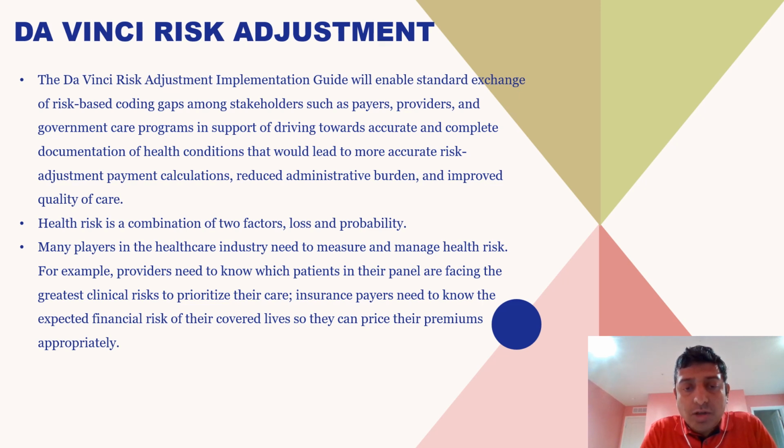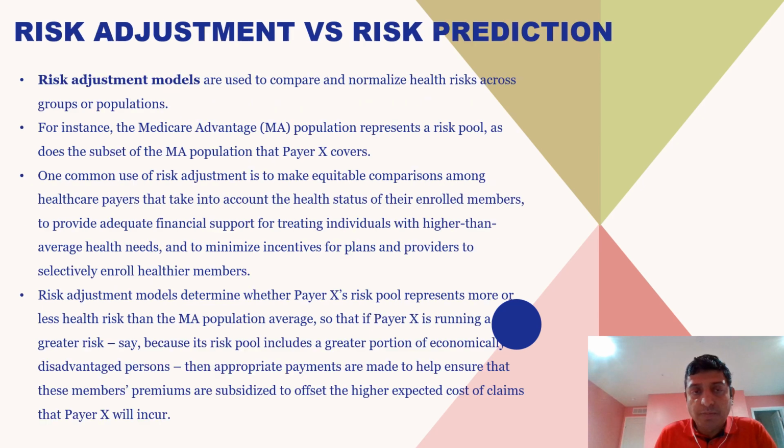Health risk is a combination of two factors, loss and probability. Many players in the healthcare industry need to measure and manage health risk. For example, providers need to know which patients in their panel are facing the greatest clinical risk to prioritize their care. Insurance payers need to know the expected financial risk of their covered lives so that they can price their premiums appropriately. The risk adjustment models are used to compare and normalize health risk scores of groups or populations.